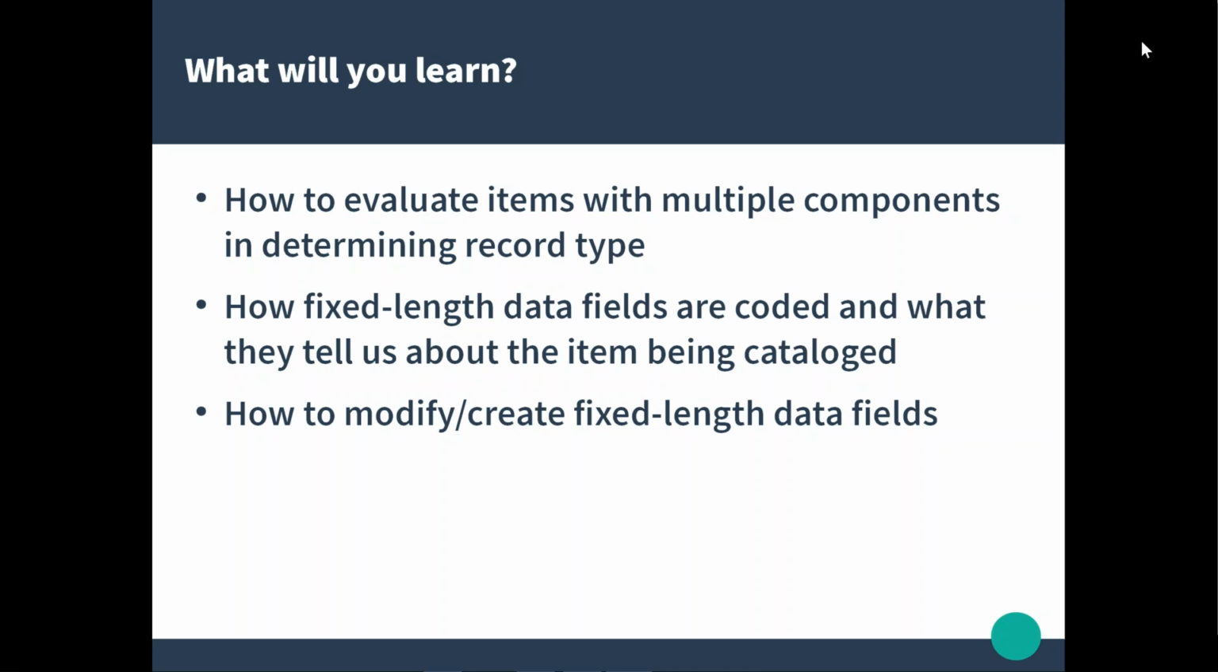So what can you expect to learn in this training? Most of our day-to-day cataloging, we don't actually spend much time thinking about what it is we're cataloging. That is, we have an item in front of us and it's either a book or a DVD or an audio book. But with read-alongs, we actually have to figure out what the item is. And until we figure out what the item is, we can't determine what kind of record we need to choose. So one thing that you'll learn in this session is how to evaluate items with multiple components in determining the record type.